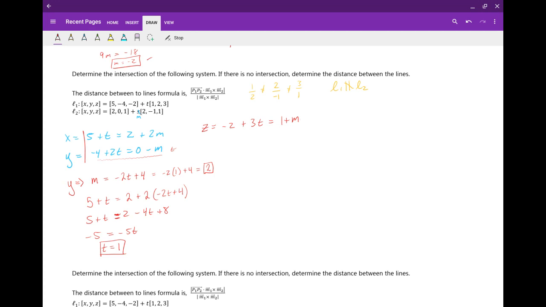Now I know that m is 2 and t is 1, so I'm going to write this down. Negative 2 plus 3 times 1 equals 1 plus 2. Well, 1 plus 2 is always 3, and negative 2 plus 3 is 1. Well, 1 does not equal 3, and so therefore line 1 and line 2 are skew.